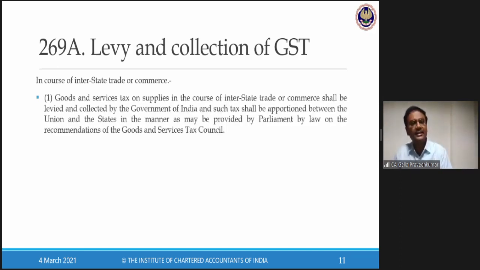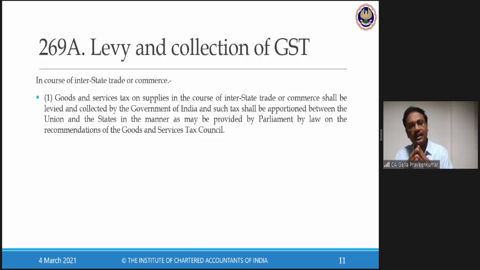Let us read and understand what it is saying. The goods and services tax on supply in the course of interstate trade or commerce shall be levied and collected by whom? By Government of India, and such tax shall be apportioned between Union and states in the manner as may be provided by Parliament by a law on the recommendations of the GST Council.